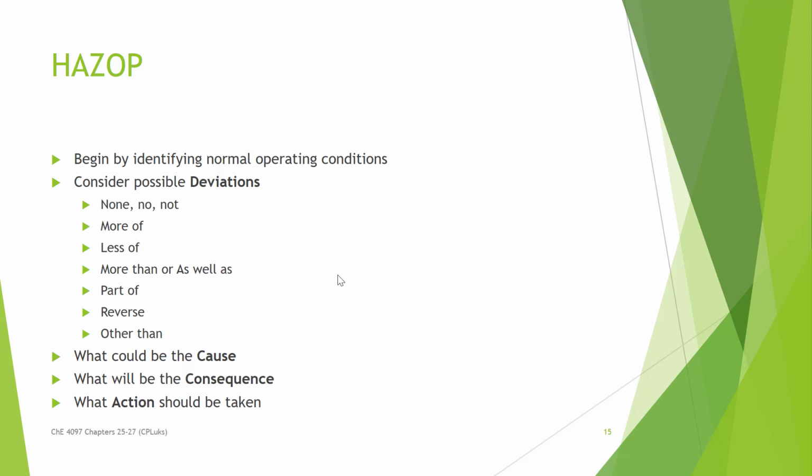But you start by identifying the normal operating condition and then look at all the possible deviations. So you have flow going in. What if I had no flow? What if I had more flow? What if I had less flow? What if I had some different combination of chemicals in that flow? Now, for each of those possible deviations, I want you to think of the cause, the consequence, and what action should be taken.